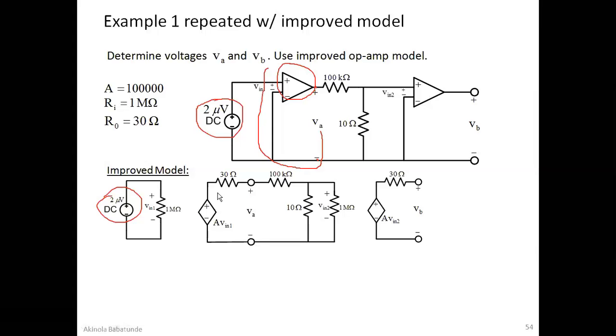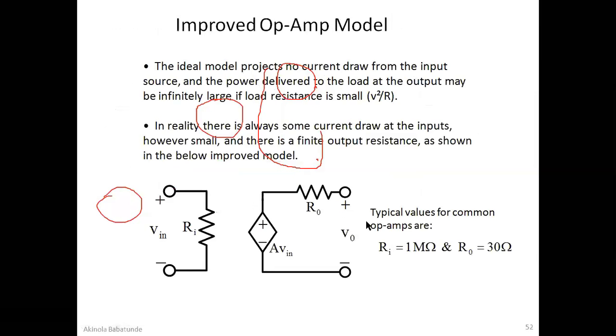This is going to be AV in 1, since we have two op amps here. And then this is going to be our R0 as in the model. Since R0 is 30 ohms, we just put 30 ohms here. Again, you can look at the model. This is exactly what it looks like. Then you can see we have the output here, V0, as a terminal output.